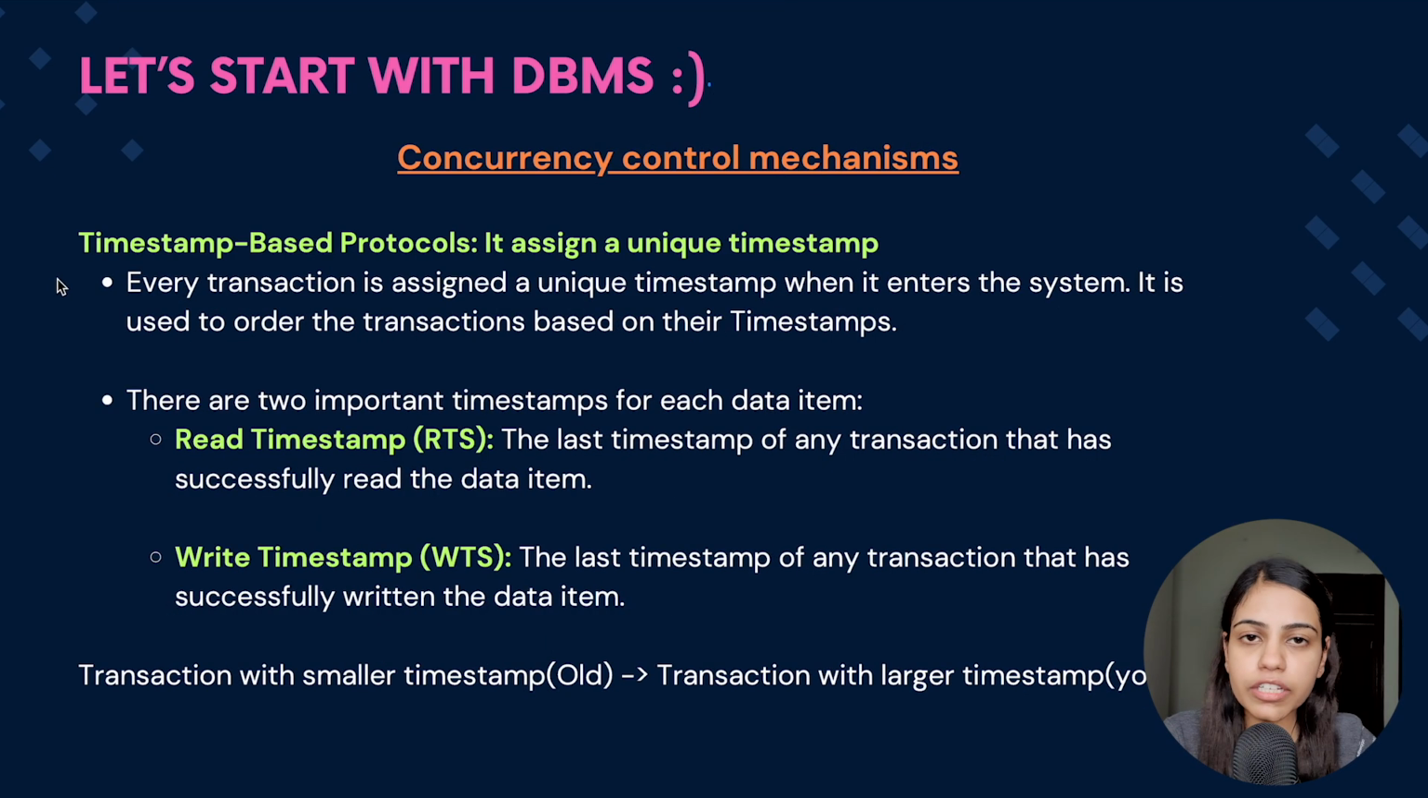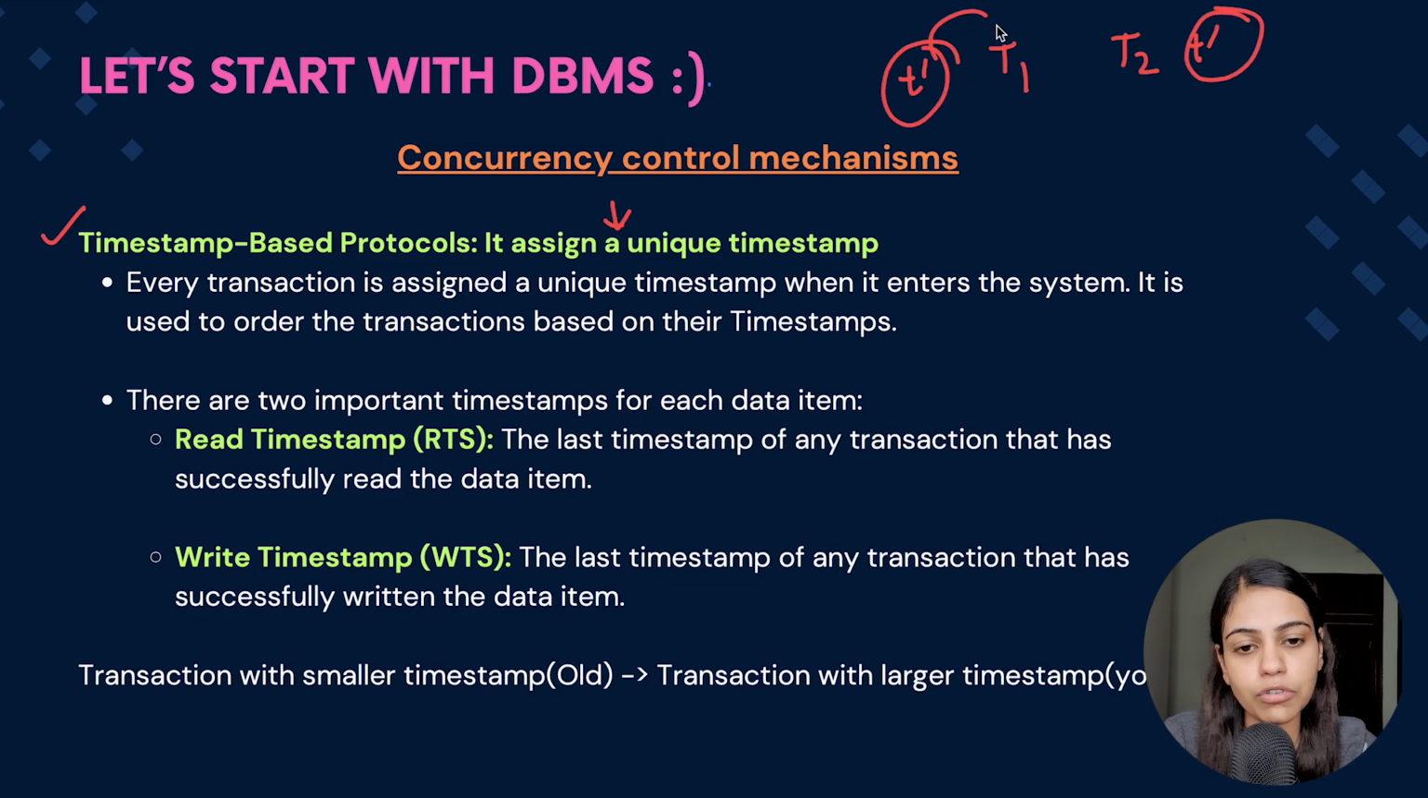Now coming to the next concurrency control technique, that is the timestamp based protocol. It assigns a unique timestamp. Whenever there are two transactions T1 and T2 and they start at any instant T, or T dash, a unique timestamp is given to each transaction when it starts its execution. Every transaction is assigned a unique timestamp when it enters the system, and it is used to order the transactions based on their timestamps.